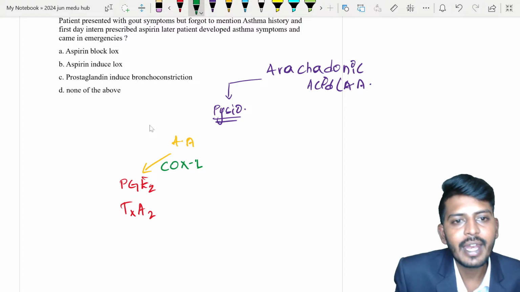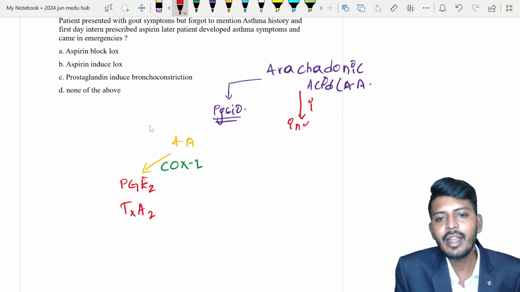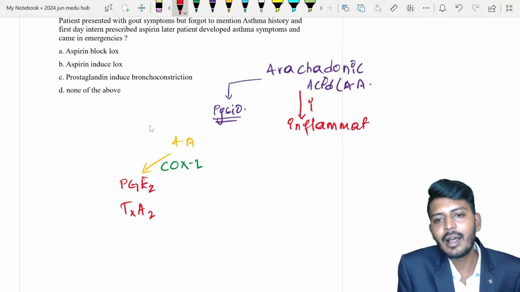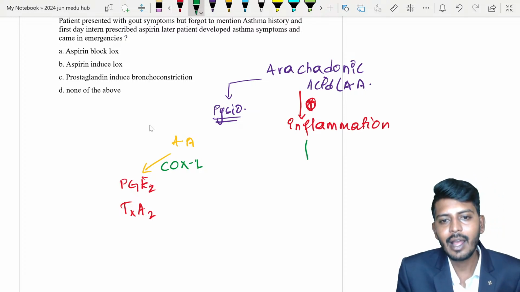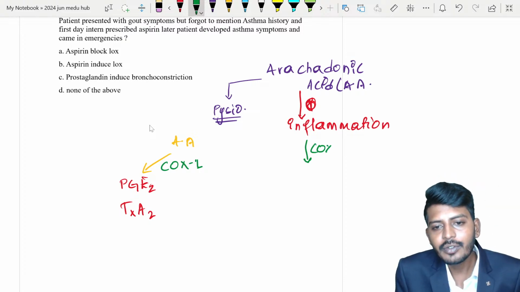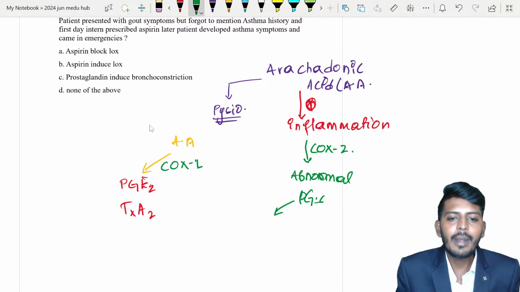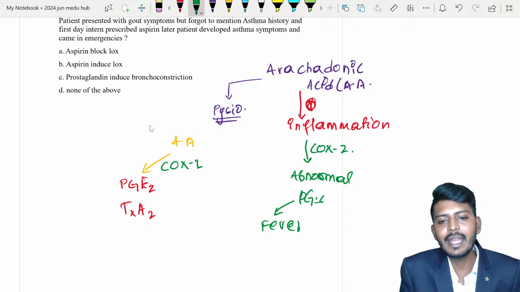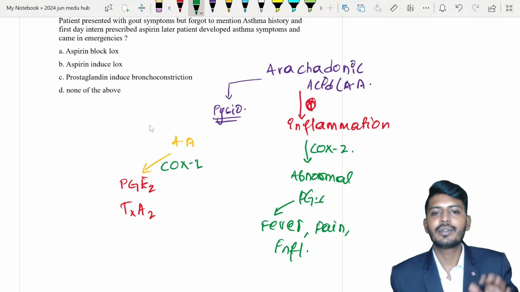Okay, so now the next important aspect is this arachidonic acid during inflammation. During inflammation, please listen to me, COX2 will come. COX2 will produce abnormal prostaglandins. These abnormal prostaglandins will create fever, pain and inflammation itself. They will increase the inflammation. Okay, so this is one story of arachidonic acid.